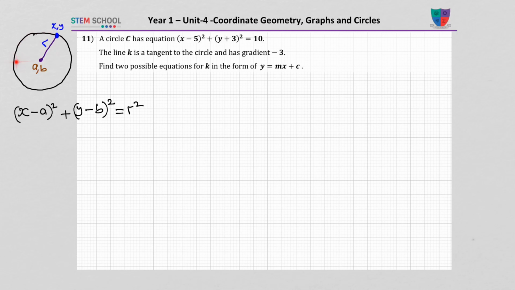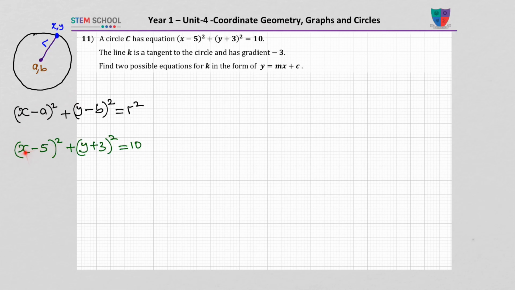If you have a circle and from the center (a, b) you extend a line to the circumference, to any point on the circumference, and call that coordinate (x, y), that makes the radius r. The general equation for that is (x − a)² + (y − b)² = r². That's the general equation.